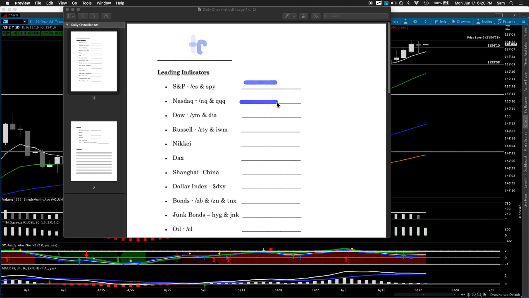I go through what is the closing value of the S&P? What was the closing value of the NASDAQ? It doesn't matter which one you use. You can use the NASDAQ, the futures, or the ETF. The point of this document is really just to get you to go through each market that matters and then visually check in on the charts.